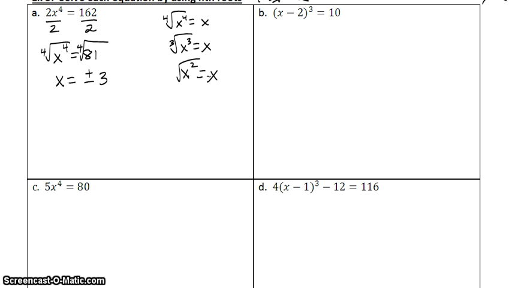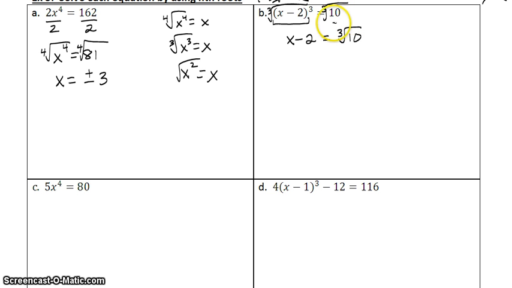Now if I look at example B, this entire statement is considered the variable. So this is actually right away ready to be rooted. So right away I would take the cube root of both sides. And again, taking the cube root cancels out the cube. So now I have x minus 2 equals the cube root of 10.